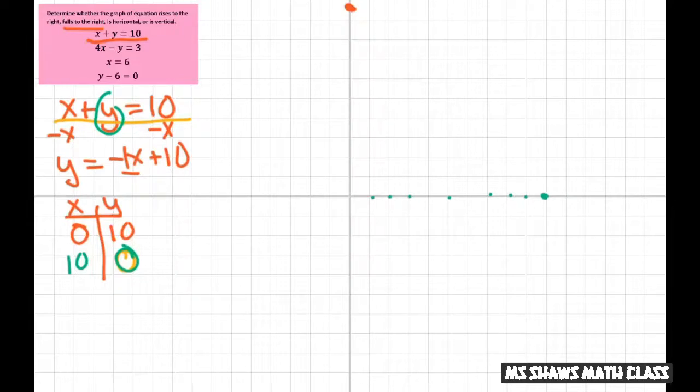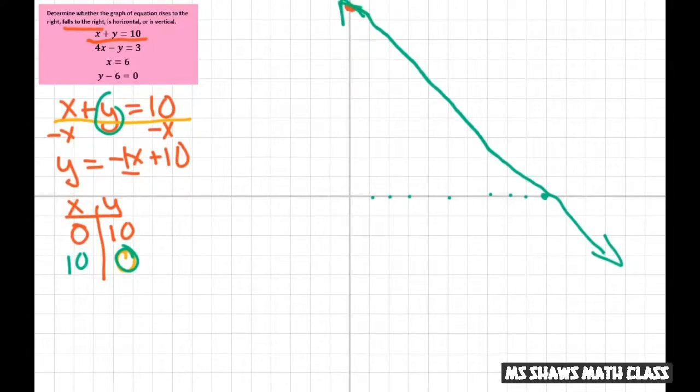The slope is negative 1. So basically it's going through these. It's going, slope is just negative 1. So it goes something like that. It's hard to graph on here. But you can see this is like an airplane landing, or someone walking down the hill. So you always read a graph from left to right. So this is falling to the right.